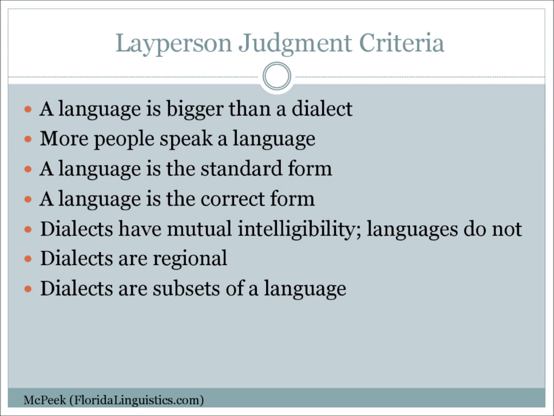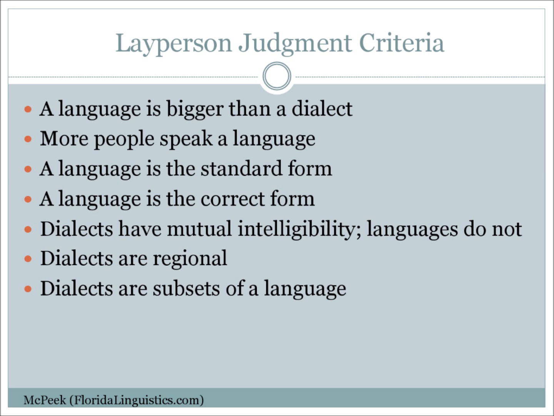Let's start by considering what a layperson means by language and dialect when they use these terms in everyday conversation. There are several judgment criteria that a person might be considering when they use the terms language and dialect. The first would be the idea that a language is bigger than a dialect. This could mean that, geographically speaking, a language is spoken over a larger area than a dialect.